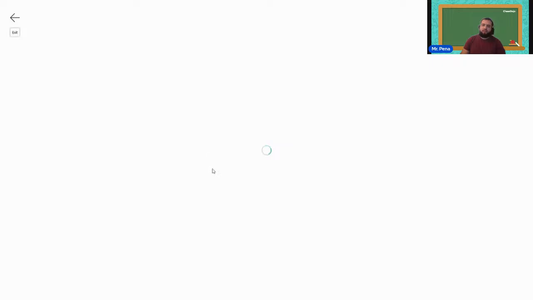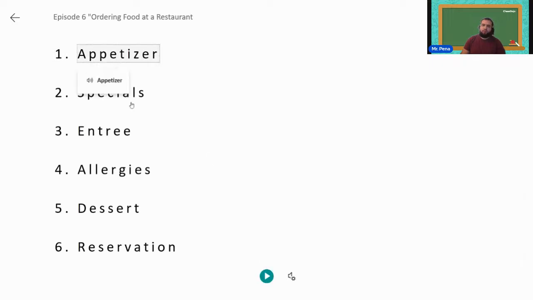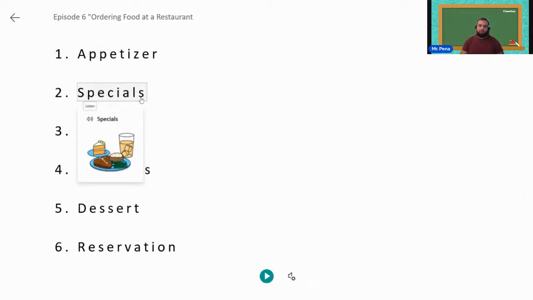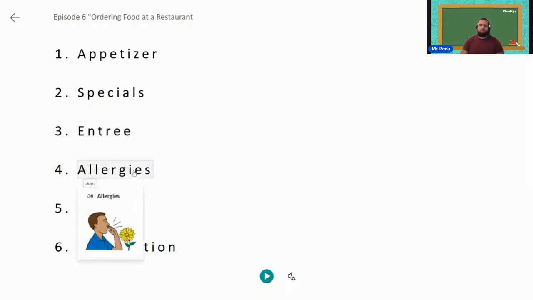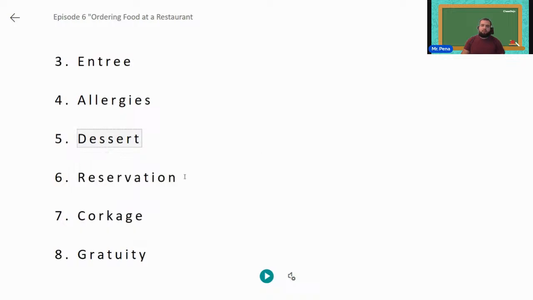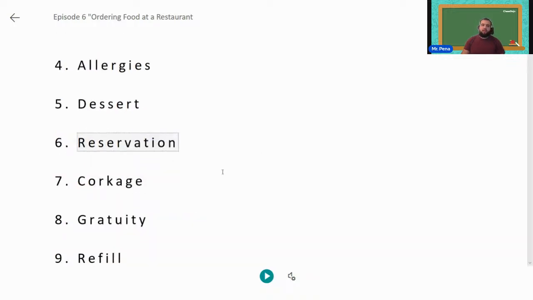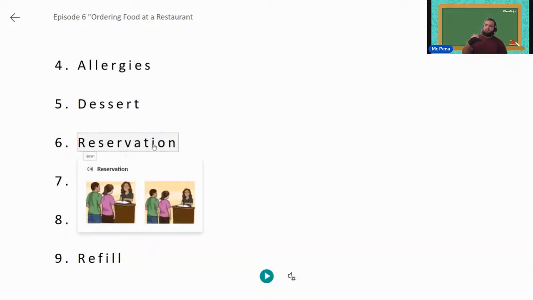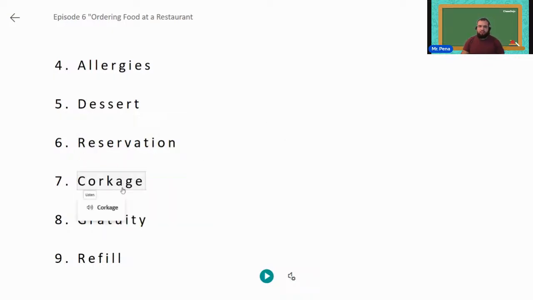So when you do that, you also get a little picture of each word. Specials. The cake is a special. The food is a special. We get allergies, right? When eating, right? You might have allergies. Ooh, those are some delicious desserts. We have a pie and cookies and cupcakes. Ooh, a reservation. When you call ahead of time and people want to see you. They'll save a seat for you.